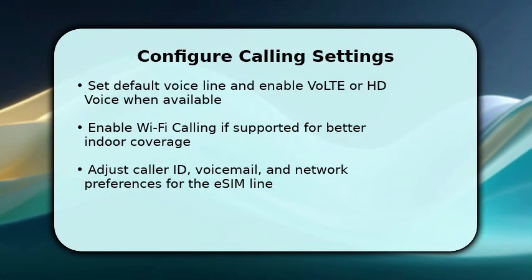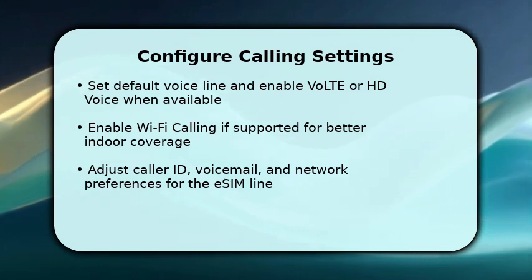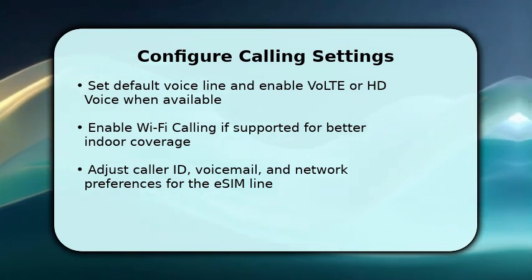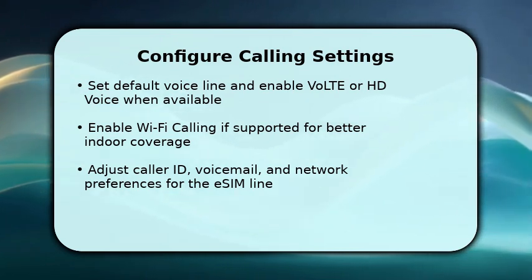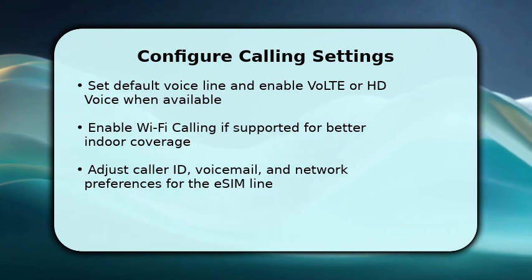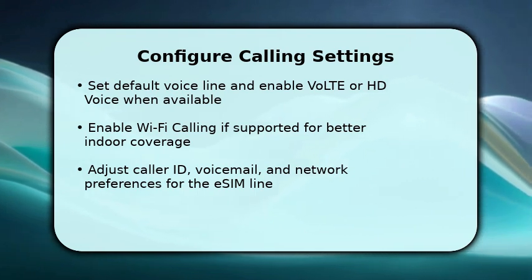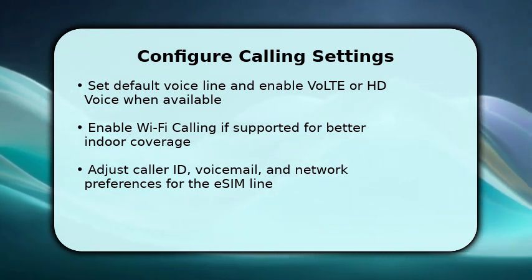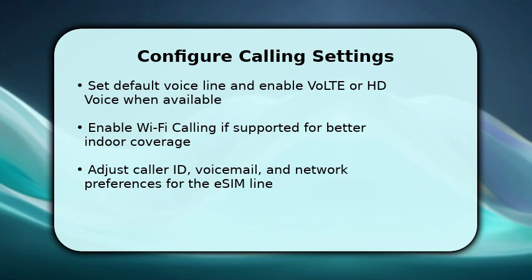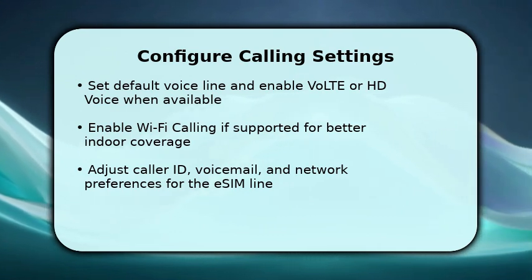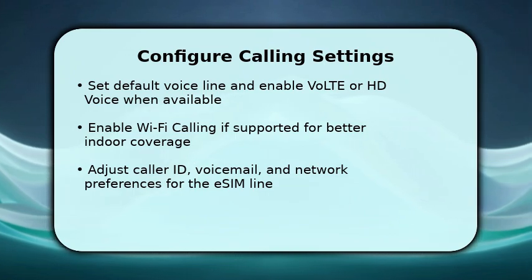Now configure how your phone uses the new eSIM for calls so you avoid dropped or misrouted calls. Choose the default voice line in phone or cellular settings and enable VoLTE or HD voice to maintain call quality. Carriers require this for modern calling. Also turn on Wi-Fi calling to improve indoor reliability and set caller ID and voicemail linked to the eSIM. Once configured, restart the device to ensure the network adopts the new settings and signaling.